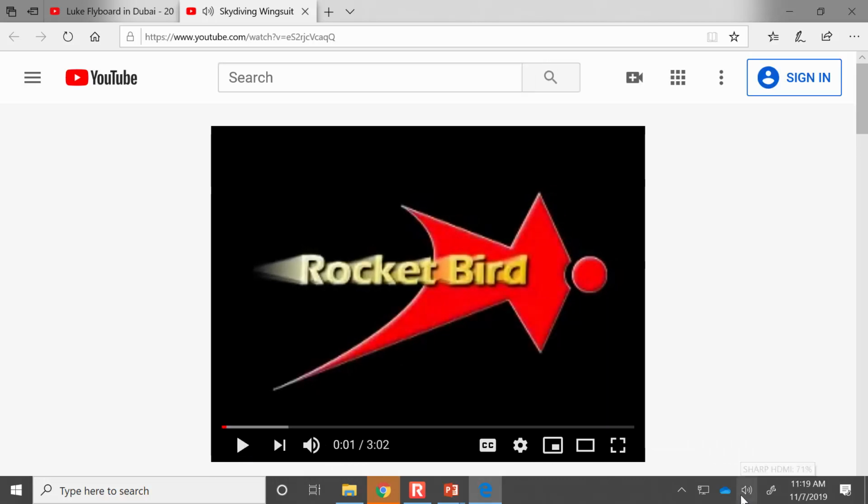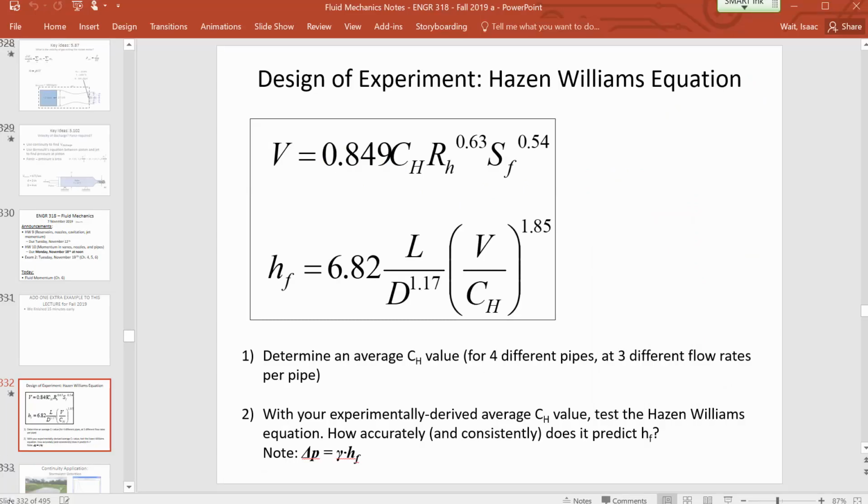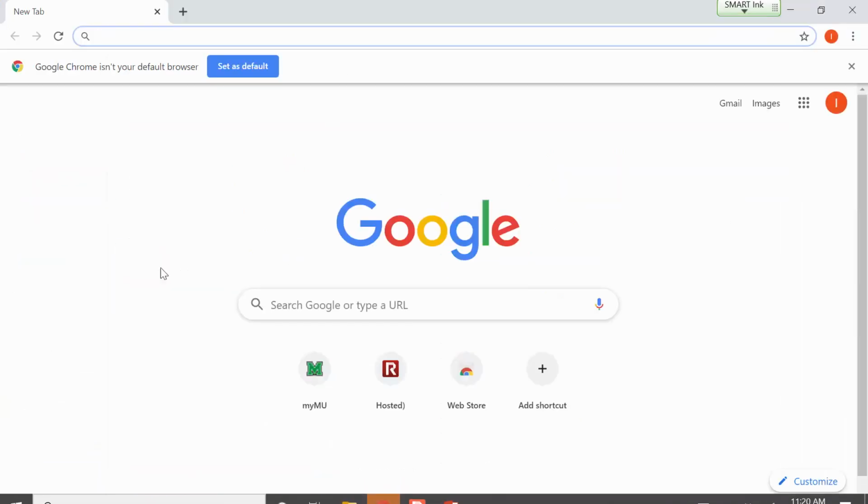Oh, this one we really need the audio. I'm so bummed out. Maybe it's the browser. I mean, who uses Edge? Let me see if we have any better luck with this one.